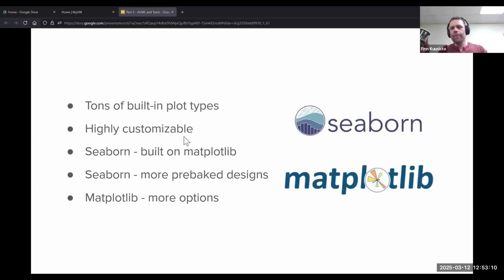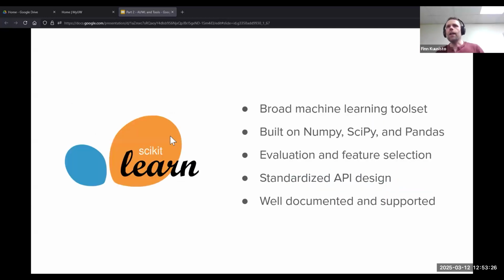Seaborn and Matplotlib are visualization tools, so they make it really easy to make different figures. They're super customizable. Seaborn has more pre-baked figure types that you can generate. Matplotlib has more options, but it's a little bit harder. Documentation is good for both. Scikit-learn is broad machine learning tools, so lots of different types of algorithms and evaluation and feature selection algorithms. There's a really great standardized API design and it's well documented.